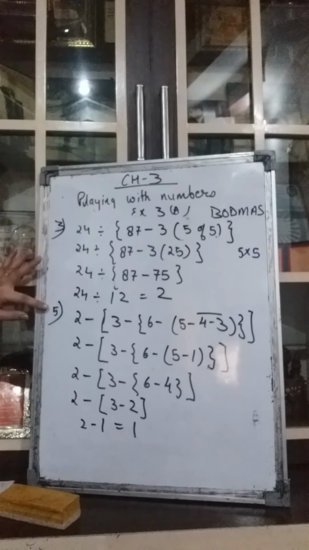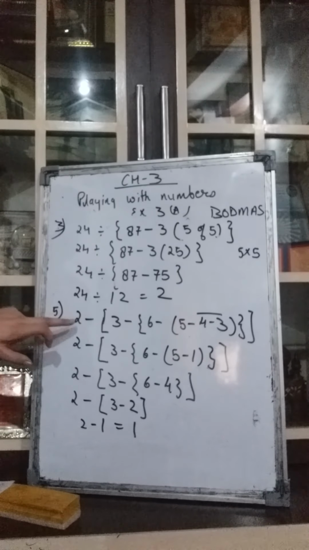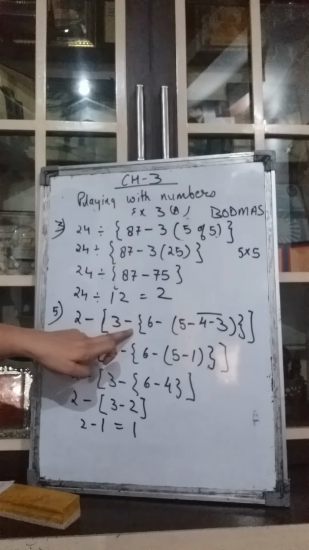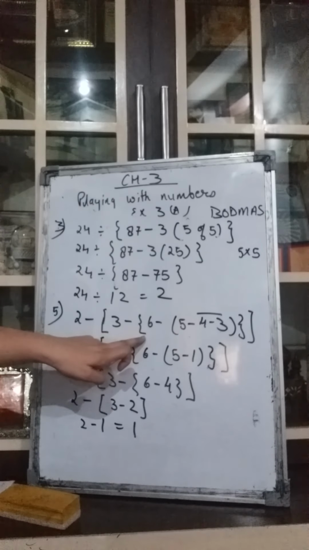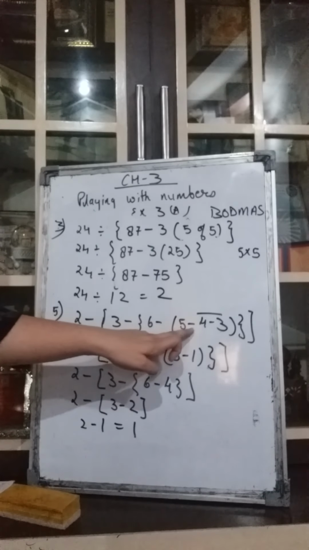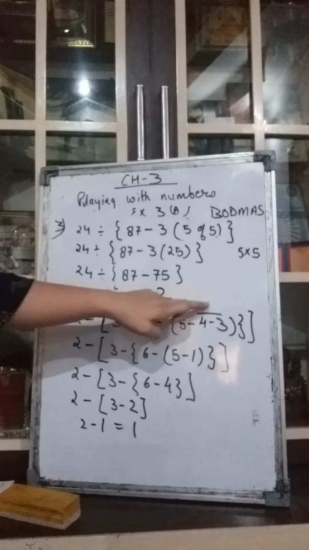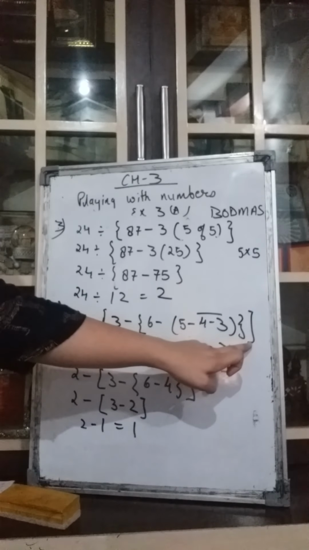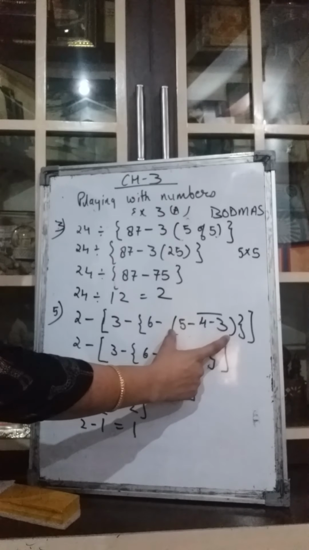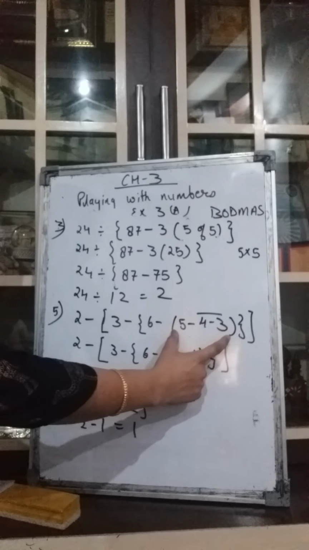Now girls, we come to the fifth question. Fifth question says 2 minus, now there are 3 brackets in this question, so understand it carefully. 3 minus, then the second bracket starts 6 minus, in the third bracket starts 5 minus 4 minus 3, and there is a bar on this, then the 3 brackets end. Now girls, you have to solve the innermost bracket first. I am repeating again. Innermost bracket is this one.